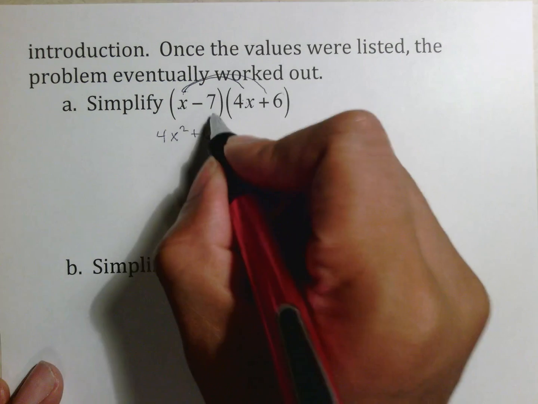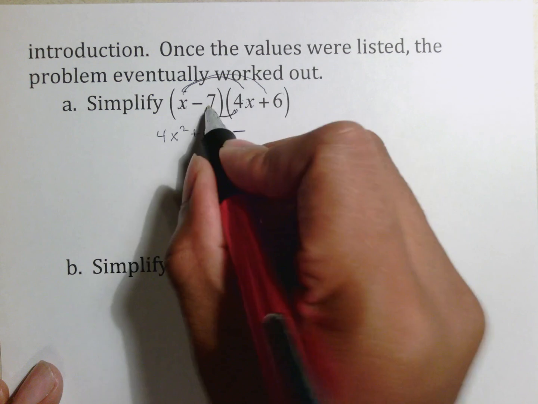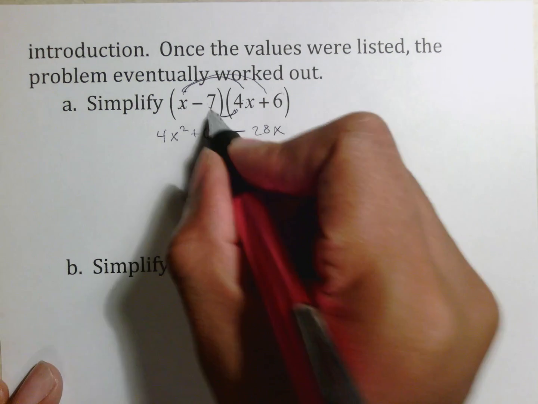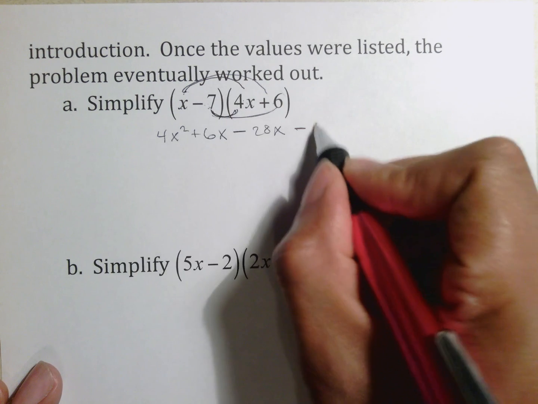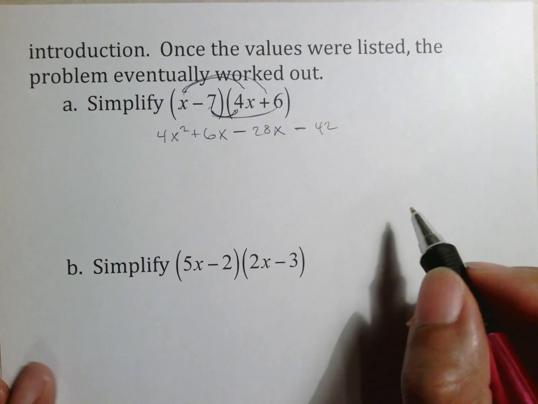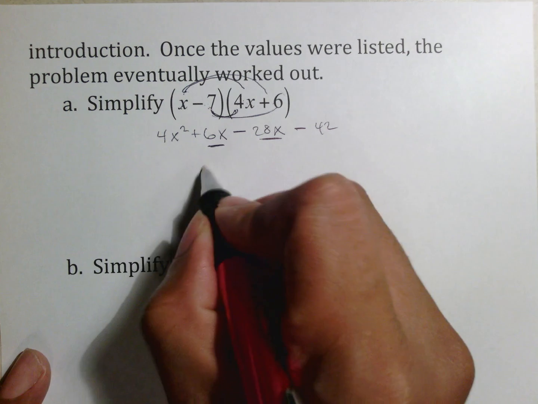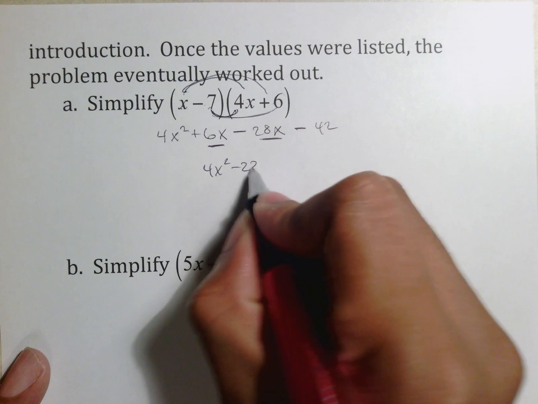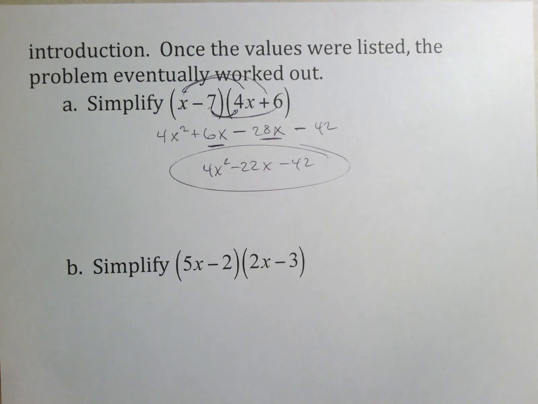Here, when you look at these two, it's a negative and a positive, which means it's negative. The number is going to be 28 with an x. And then when you look at these, again, the signs are different, so it's negative. 7 times 6 is 42. There's no variables, and there's that part. And again, the last thing we have to make sure we do is combine our like terms. 4x squared comes down. 6 and negative 28 make negative 22x. And then minus 42 comes down. And you're done. Okay.